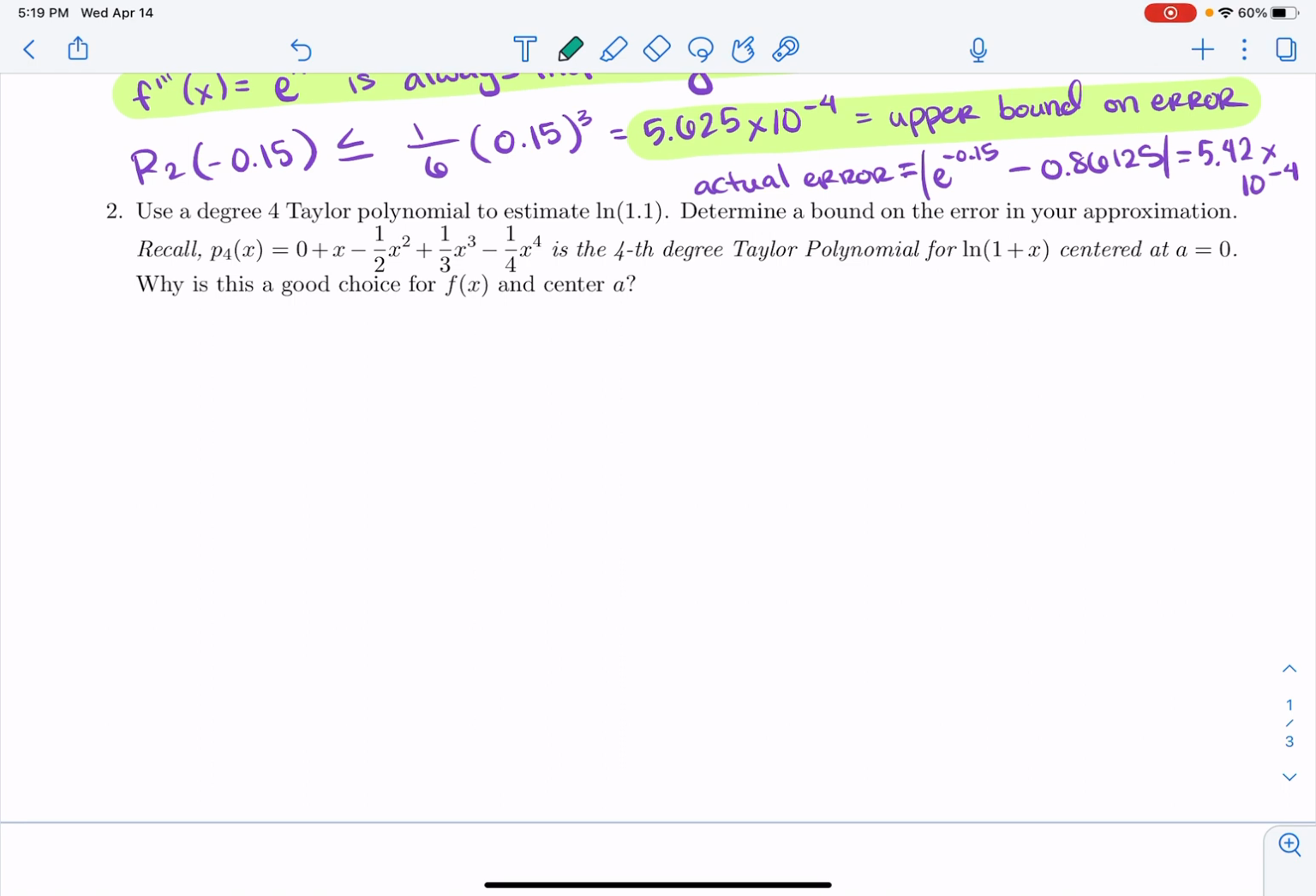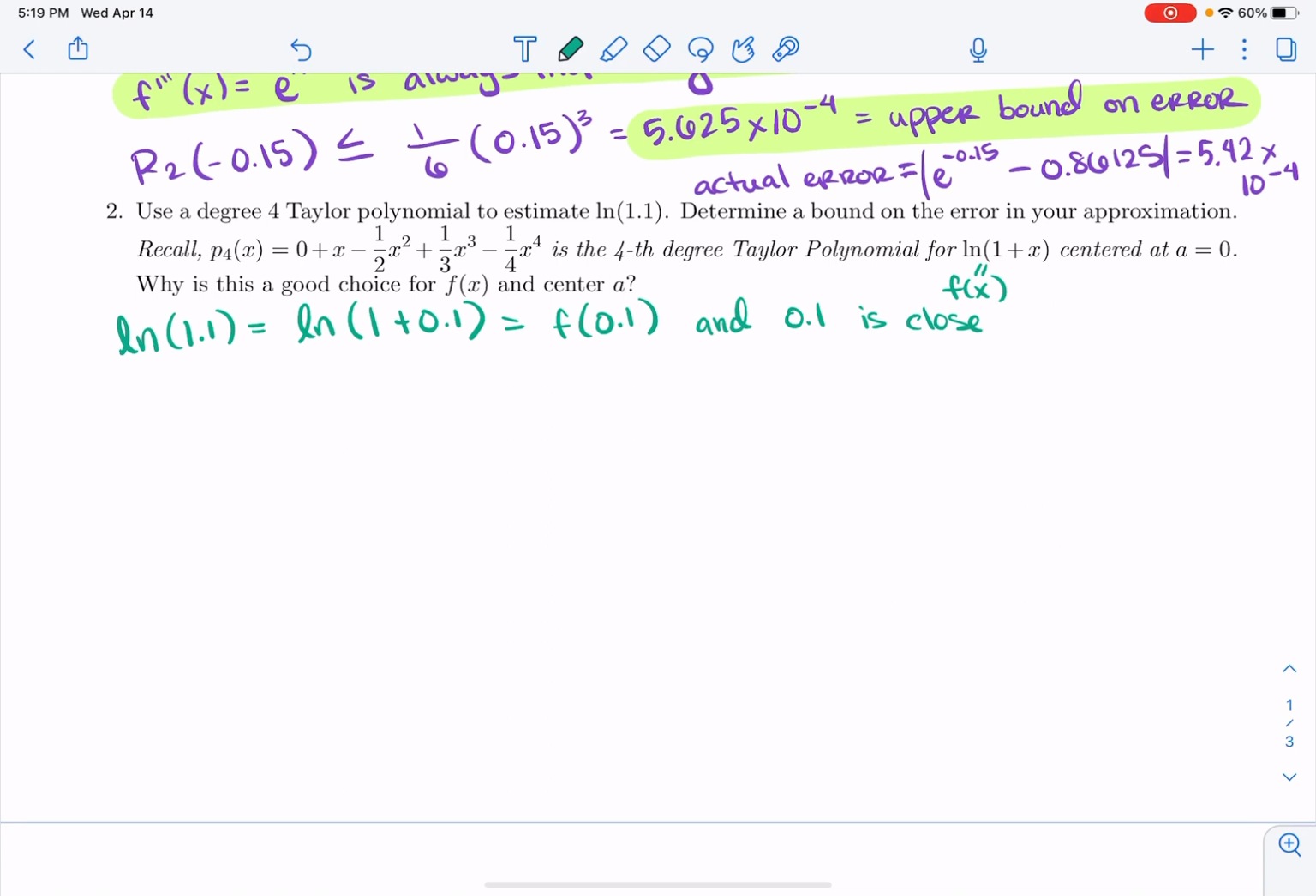Okay, so we want to determine ln of 1.1, which is equal to ln of 1 plus 0.1, which in this case would be, if f of x is ln of 1 plus x, then this is equal to f of 0.1. And 0.1 is close to 0. So there you go. That's my explanation for why this is a good choice.